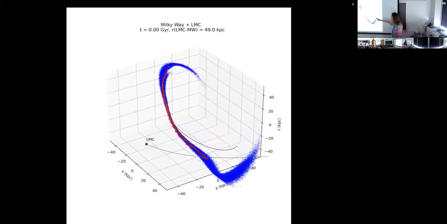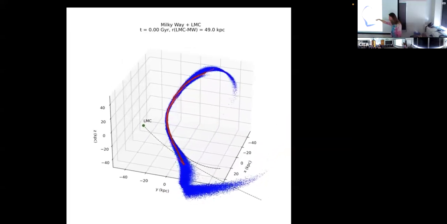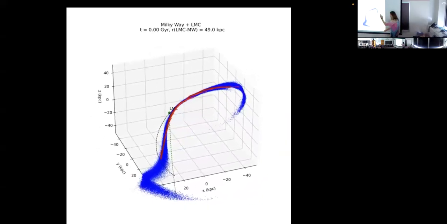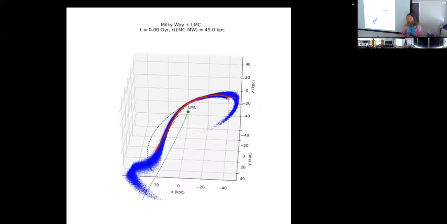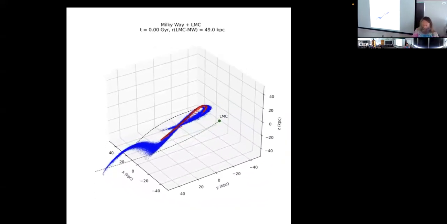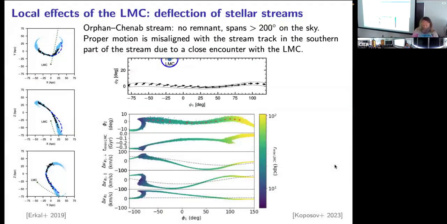So it became offset from the original orbital track, and also its velocity was affected, pulled towards the LMC. So now the stars are going towards the LMC, and the stream track is this way, so there is a bit of misalignment between the velocities and the stream track. And this misalignment cannot be caused by a static Milky Way. So by measuring this misalignment, these are measurements, in addition to the model, we can infer something about the properties of this interaction, how close it was, what was the mass of the perturber, in this case the LMC.